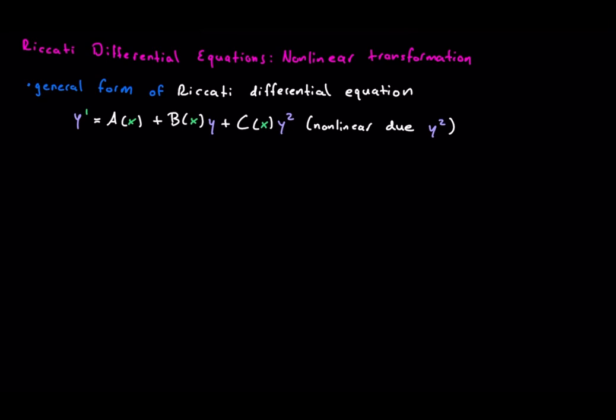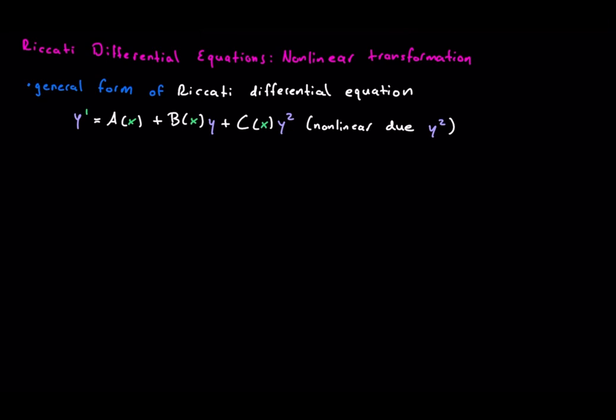The Riccati equation shows up in physics, control theory, and even in quantum mechanics. And here's the cool part. If you can find one particular solution, the entire equation collapses into a linear differential equation. Let's see how that works.